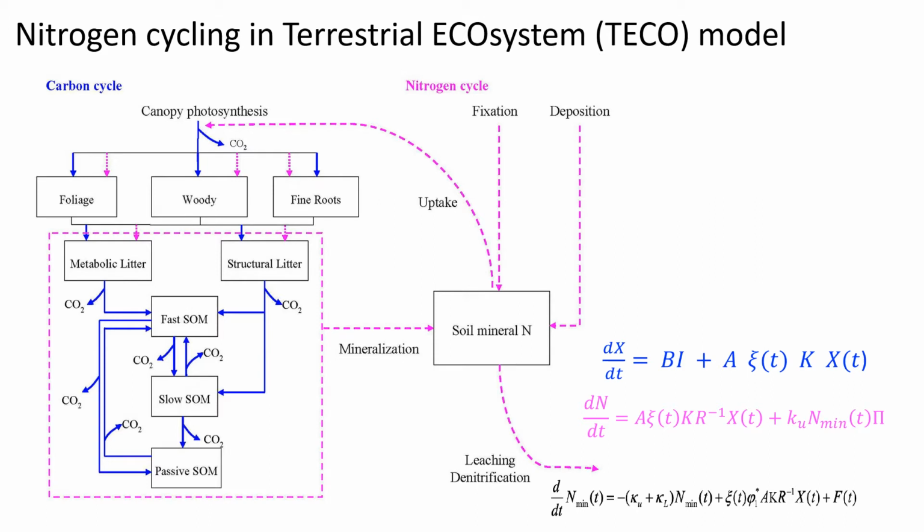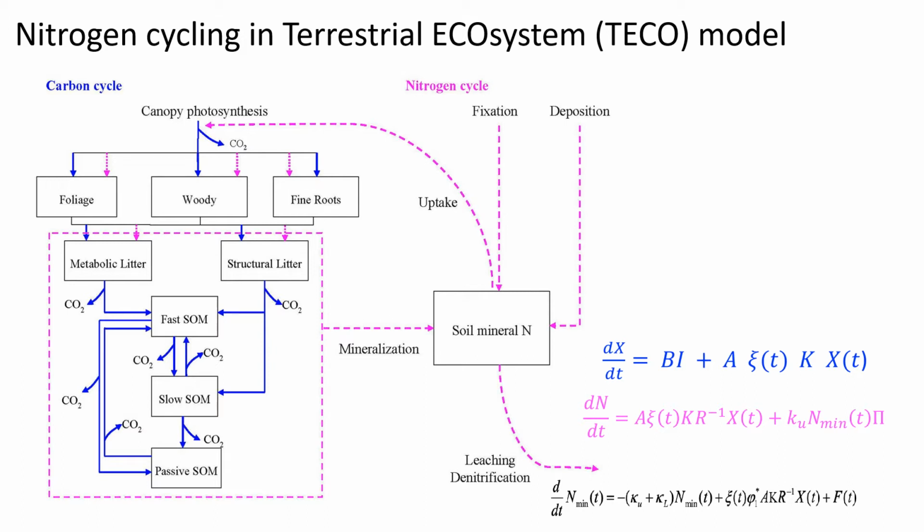Where it is decomposed by microbes, the structural litter is partly respired, while partly converted into fast and slow soil organic matter. During these carbon cycling processes, nitrogen in plant detritus is also transferred among the same set of ecosystem pools. Mathematically, these carbon processes can be described by a first-order ordinary differential equation.